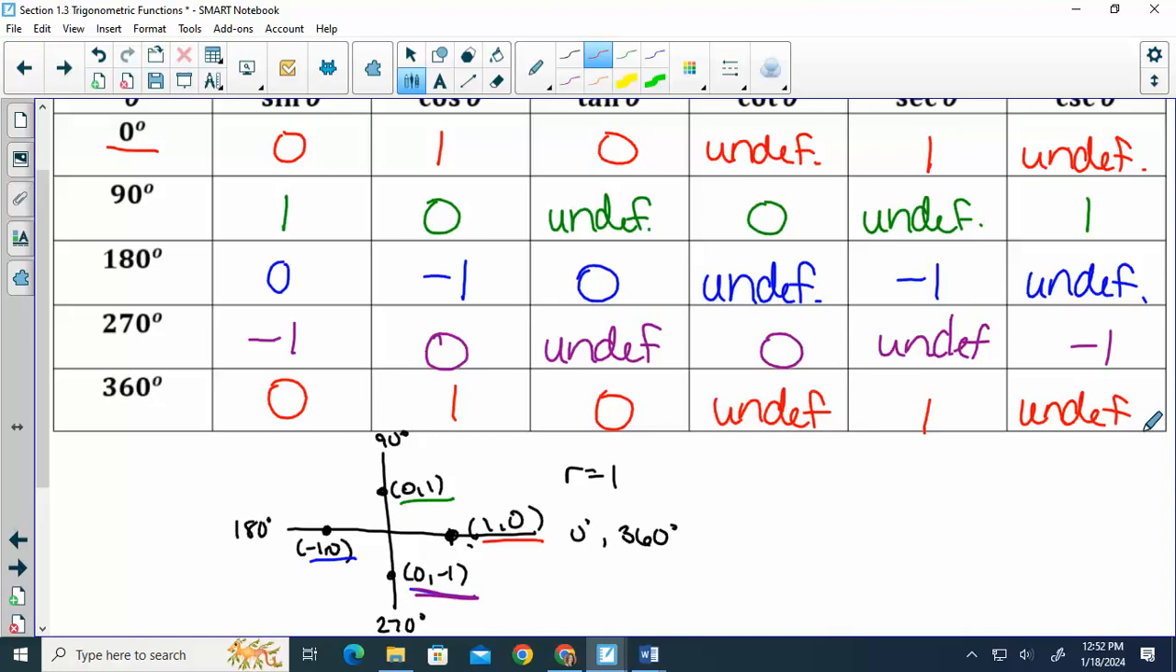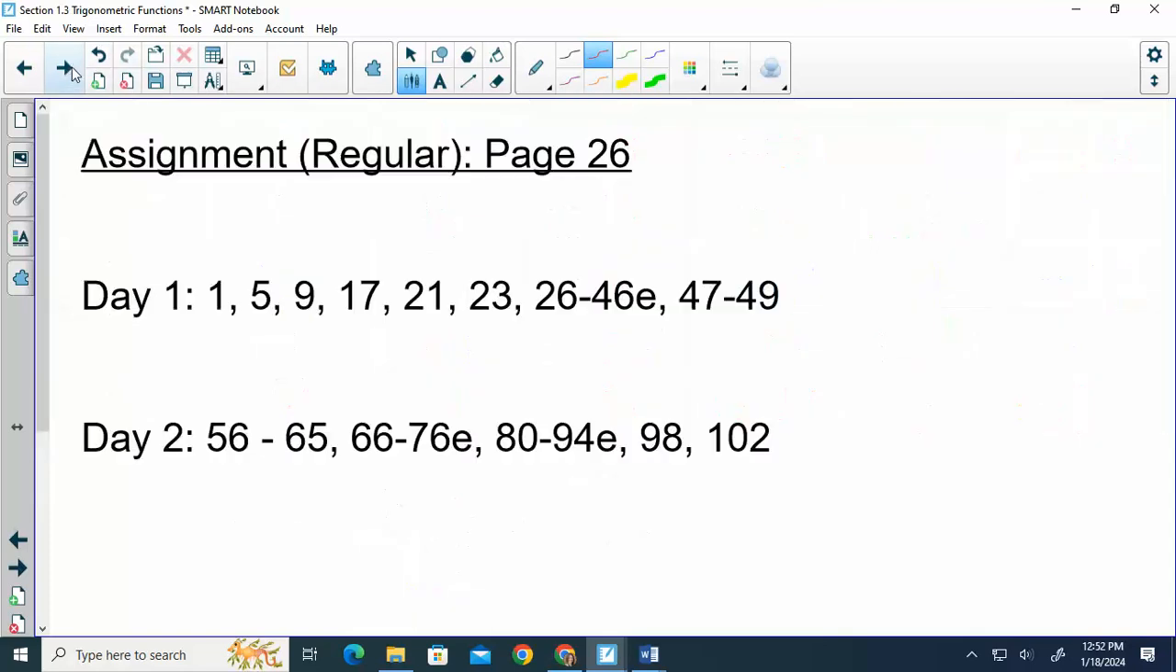Deal? Okay, so I gave you part of this section last Thursday, a week ago. So hopefully you have that portion done. If not, you need to finish it. And then we have today's portion, and this is all going to be due tomorrow.